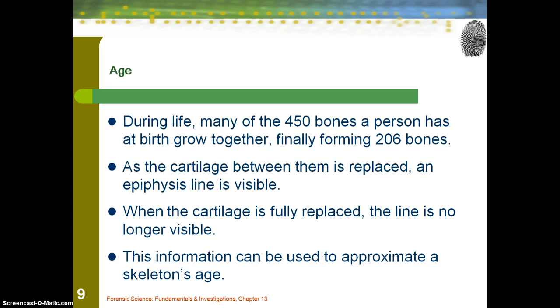During life, many of the 450 bones a person has at birth grow together, finally forming 206 bones. As the cartilage between them is replaced, an epiphysis line is visible. When a cartilage is fully replaced, the line is no longer visible. This information can be used to approximate a skeleton's age.